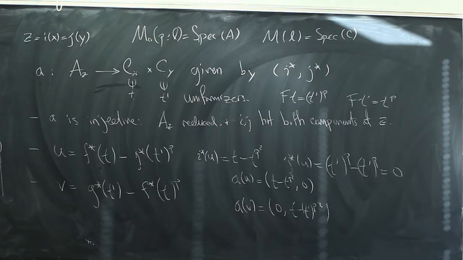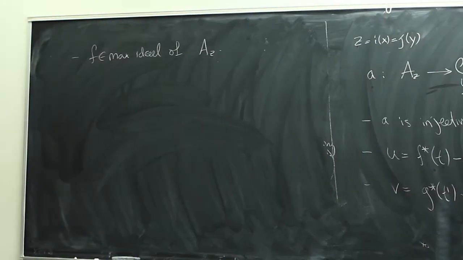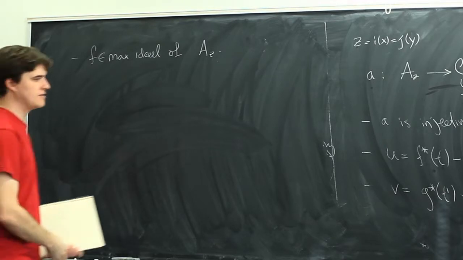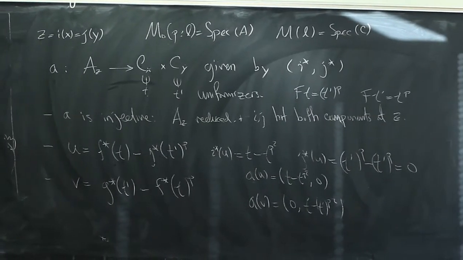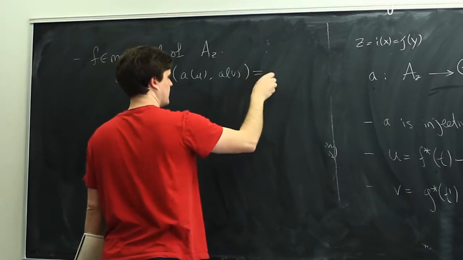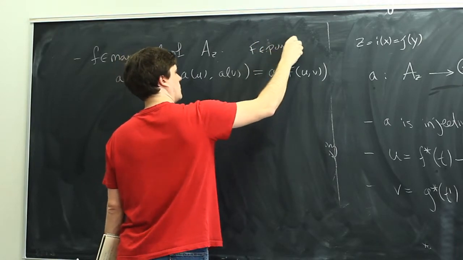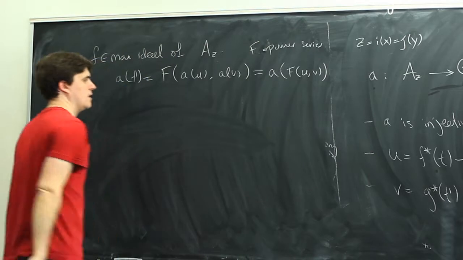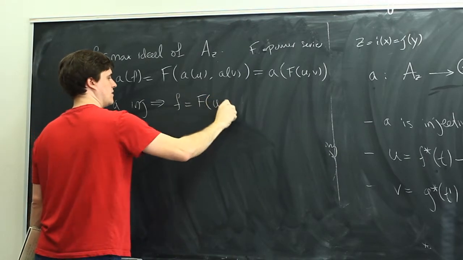Okay, so if I have anything in the maximal ideal of this local ring at A, then when I apply A to it, it's going to land in the product of the maximal ideals. It's still going to vanish at this point. And so that means that I can express it as a power series in U and V, or their images down there. So I can write A of F as some power series in A of U and A of V. And since A is a ring homomorphism, this comes out. So here F is some power series. And since A is injective, this says that F is a power series in U and V.